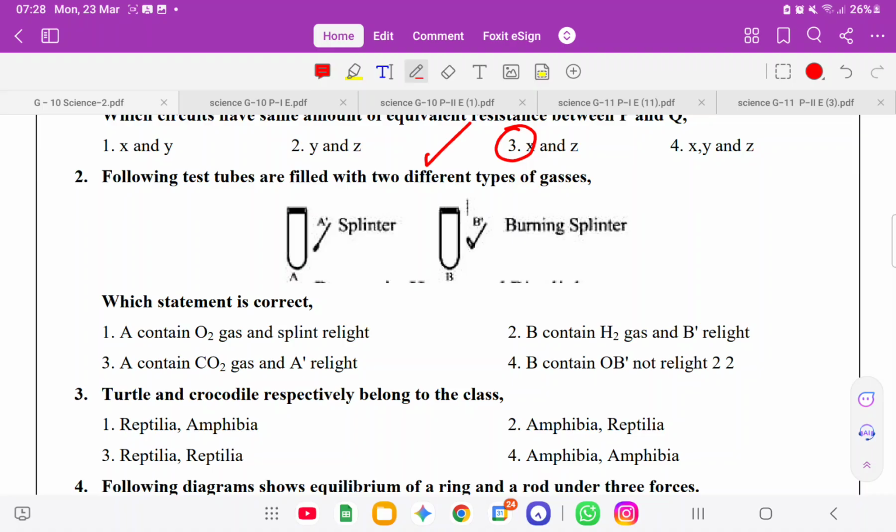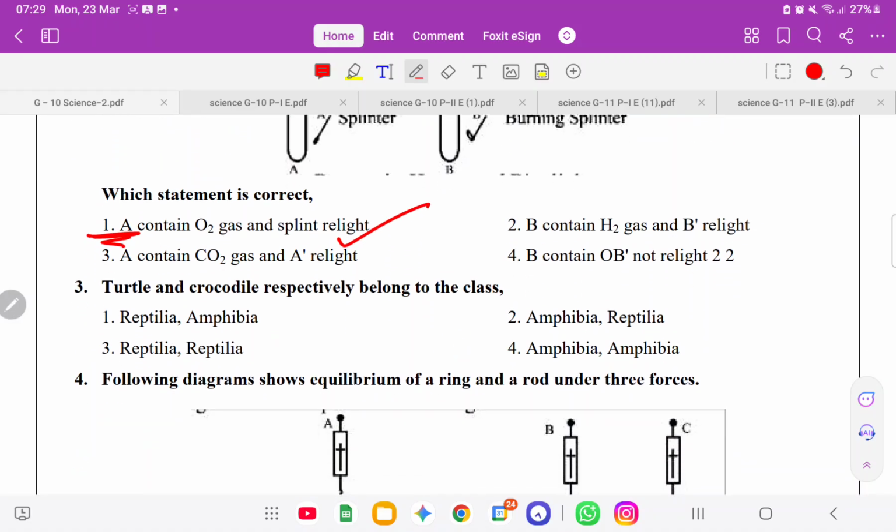Fourth one: B contains oxygen, B dash does not relight. What? It's a mistake, right? I think the fourth one has some mistake, but A is correct. You can take A, because with oxygen they can relight. Then third one: turtle and crocodile respectively belong to the class Reptilia. Right? Okay.